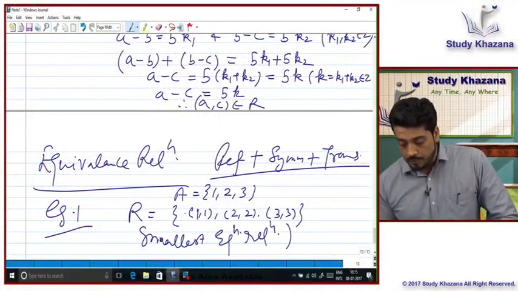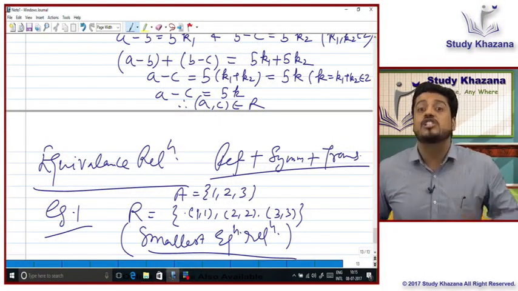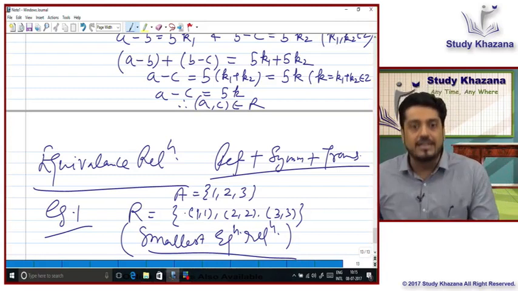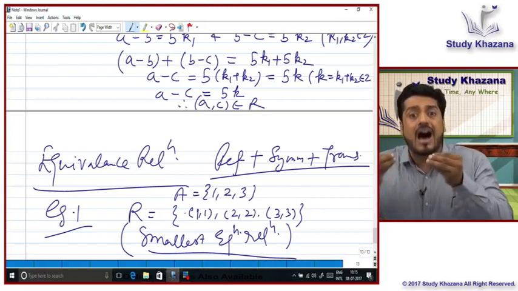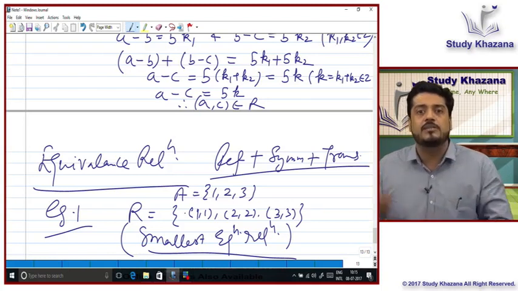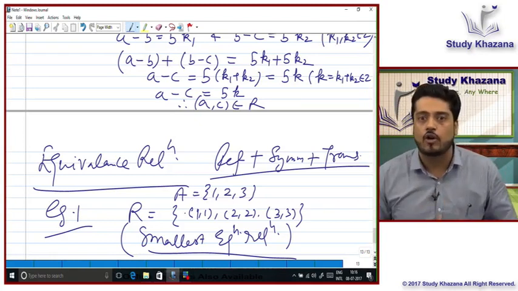Sometimes the question will be: let us take A equal to {1, 2, 3} and define the smallest possible equivalence relation. Then this is the smallest possible. Why is this the smallest? Because these three elements are necessary. If I drop even one of these three elements, reflexivity itself will be dropped. So then the relation cannot be an equivalence relation.